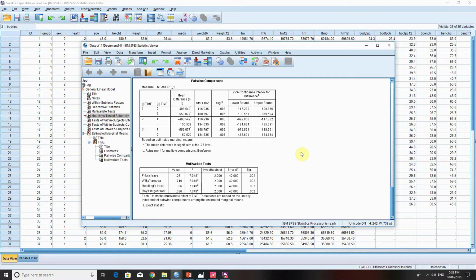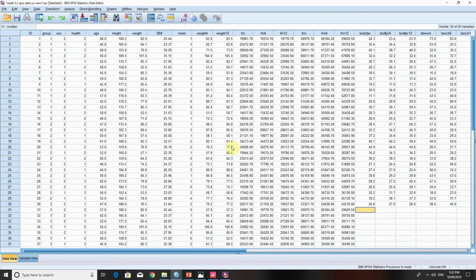So the next test that we're going to look at is a two-way ANOVA. So a two-way ANOVA looks at two independent variables on one continuous variable. So we might want to say something like, is there an effect of gender and group on body fat percent at 12 weeks?